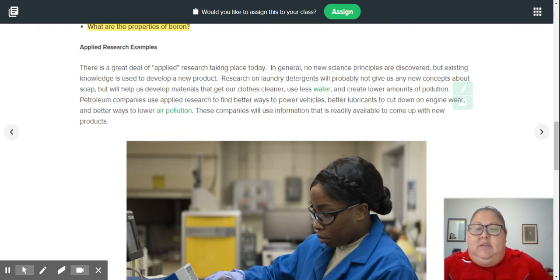Petroleum companies, on the other hand, are trying to power vehicles so that they're more efficient. They're trying to create better lubricants so that the wear and tear on an engine is reduced. The big one is air pollution. We want to make sure that the exhaust fumes coming out of our vehicles aren't going to produce as much air pollution as in the past. Those are all examples of applied research.